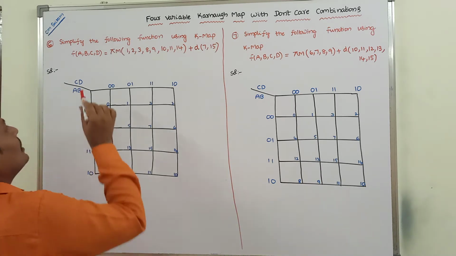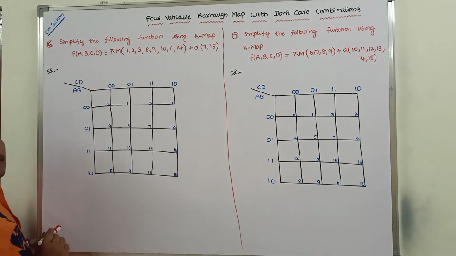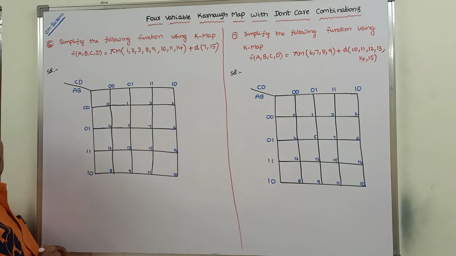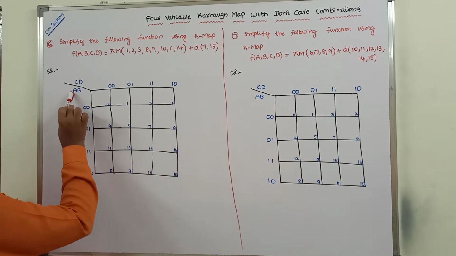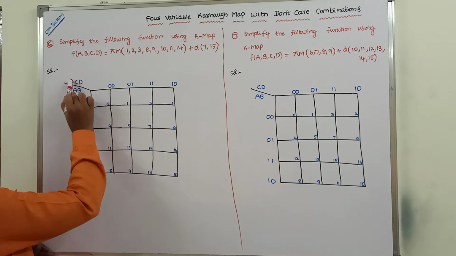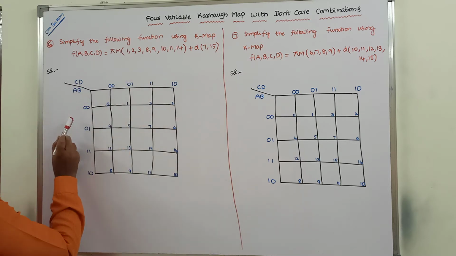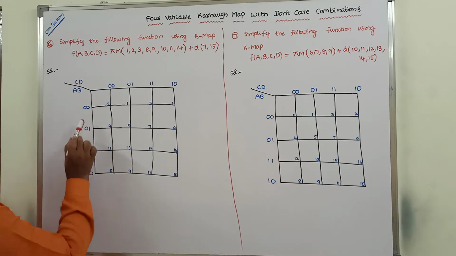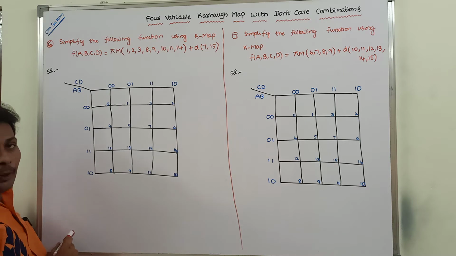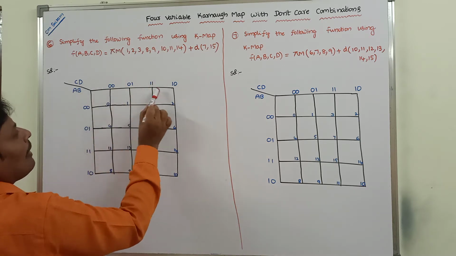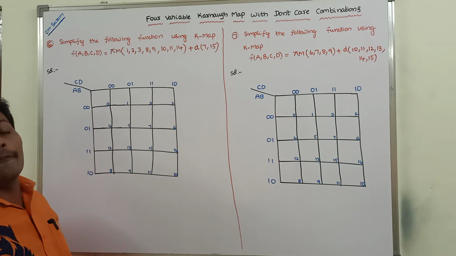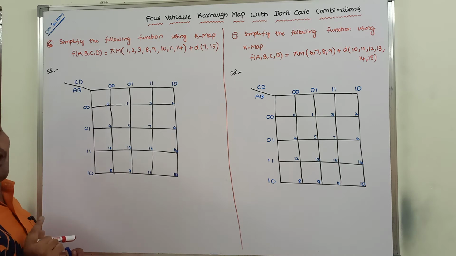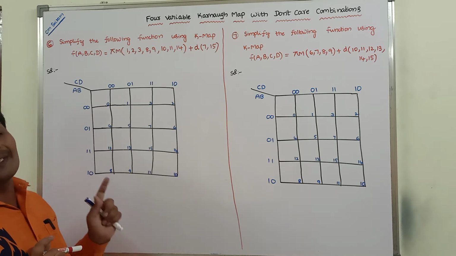Here 4 variables are given, so I am taking the 4-variable Karnaugh map. This is the structure of the 4-variable Karnaugh map. I am taking A, B row side, C, D column side. A, B can take 4 possible values, 00, 01, 11, 10, written in the form of gray code. CD can take 4 possible values, also written in gray code. This is one of the most important points in the Karnaugh map: we have to use gray code.